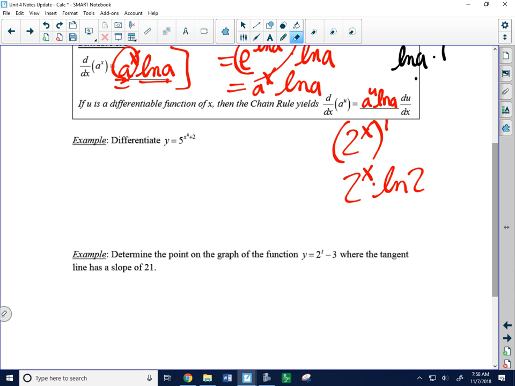Let's do this one. Any thoughts? So, I mean, this is the basic one here. 2 to the x ln 2. Anything I can clarify on that, though?